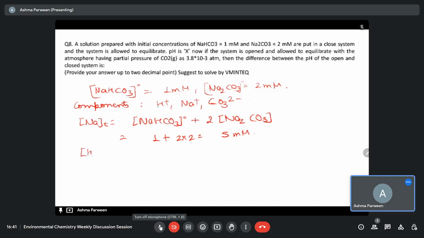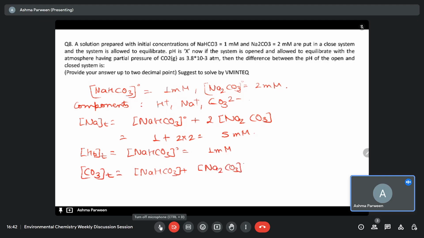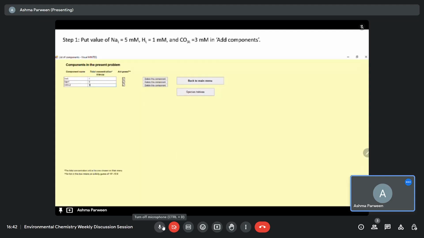Next we will write the mass balance for H plus. H total is equal to NaHCO3, that is 1 millimolar. And total carbonate will be equal to 1 time NaHCO3 and again 1 time Na2CO3 initial, that will be 1 plus 2, that is 3 millimolar. So we will just put the concentrations of these components, Na plus, H plus and carbonate, in Visual Minteq, and we will calculate the pH. So let's see. I have added the component H plus as 1, sodium as 5 and carbonate as 3.